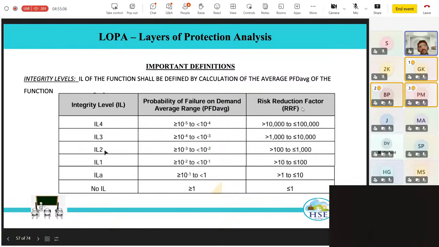So the easy part is remembering SIL 2. SIL 2 means 2 decimals, that is 100 to 1000 as a risk reduction. You reverse this, 1 upon risk reduction, is what you get as the PFD average. So that is the best way of remembering. Similarly for SIL 3, it is 1000 to 10,000. You reverse it, 1 upon this, that is the risk reduction, or you get the PFD average.